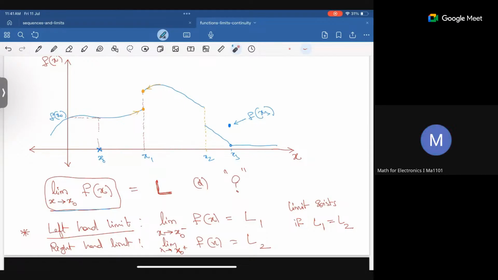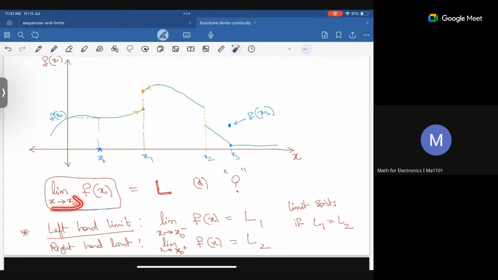Not consider the function value. So left of x3 and right of x3, these are the function values. But at exactly x3, this is not the value, this is the value. Only at that point, the function value is different. So this is not always equal to f of x naught. That also we should keep in mind. So this is a limit.